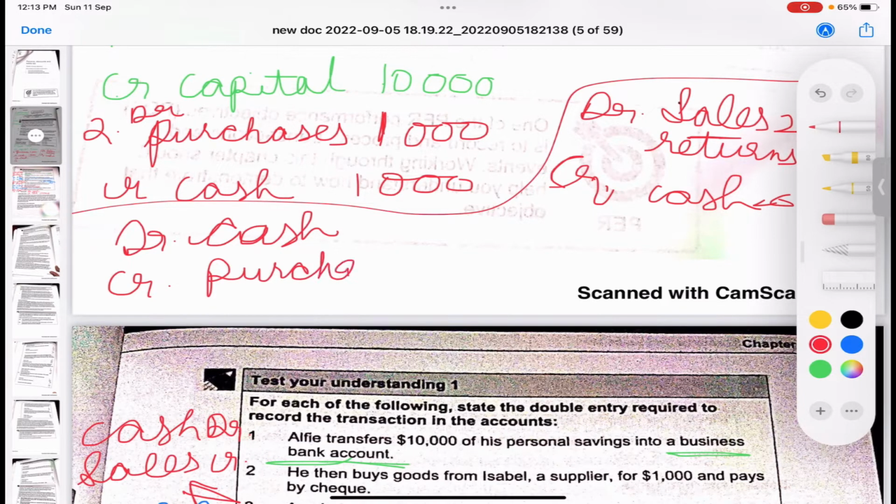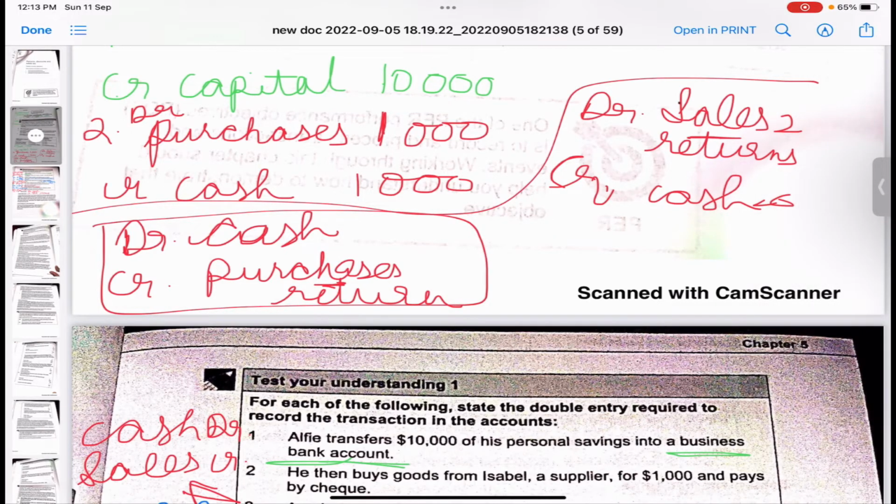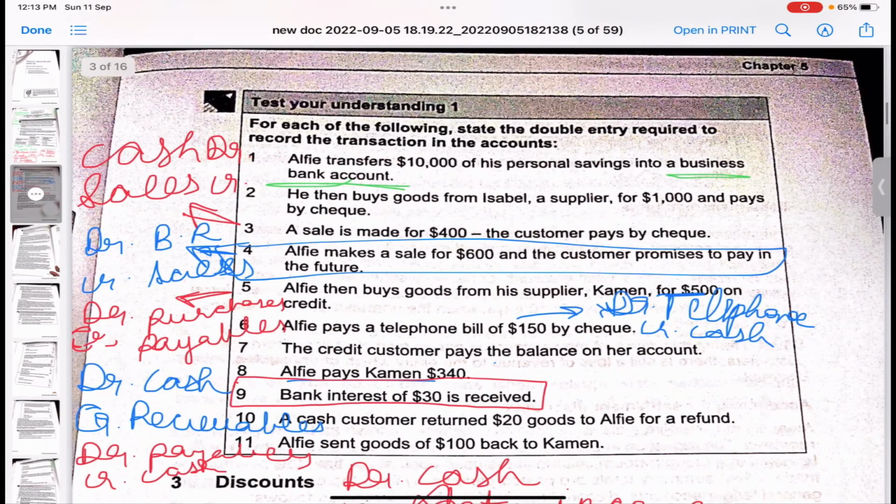Now tell me, what have I done wrong in this transaction? There is a mistake in this transaction. Now I want you to think and tell me what is the mistake in this transaction. Go back to the question again and let's go to the initial transaction of Kamen.